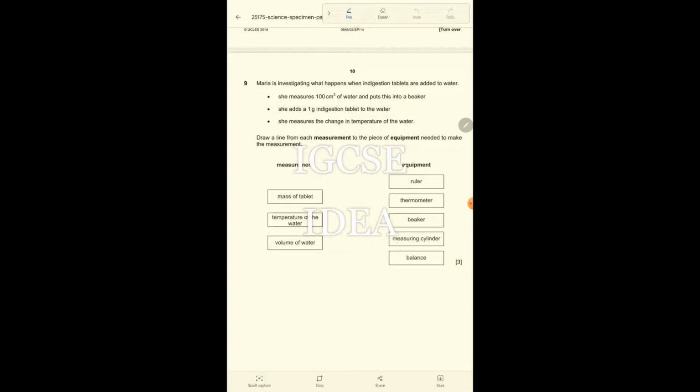Okay, the first one is mass of tablet. So, the mass of a tablet can be measured with a balance. The temperature of water can be measured by a thermometer, and last, the volume of water can be measured with a measuring cylinder.